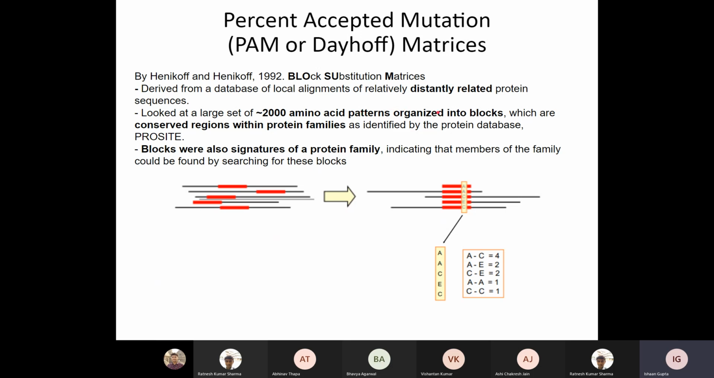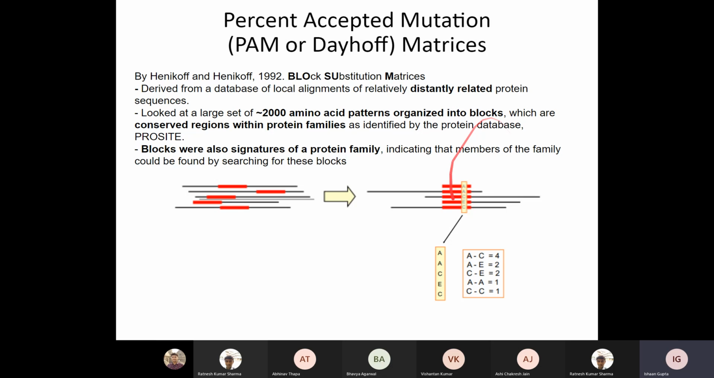sequences that were organized into blocks. So what do I mean by blocks? You have these protein sequences, right? You align them locally, and we know that proteins are composed of conserved domains. So the conserved domains between proteins will be aligned. Each alignment of such a domain is called a block. So for example, here you have domains, you align them and you get a block.